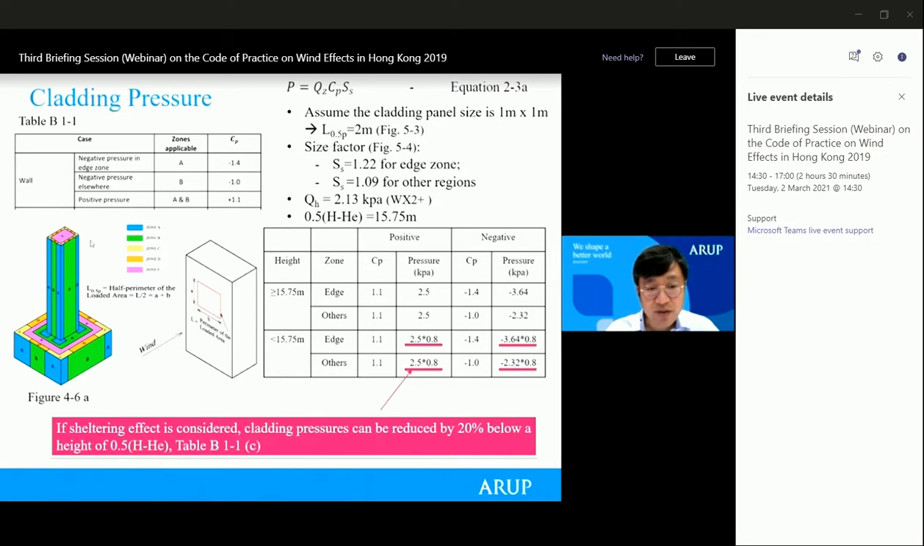So on the elevation, there are two zones. One is above 15.75, that is above the half of displacement height. So we can have one set of cladding values, and below that we can have a further 20% reduction. So this is the calculation of all the cladding pressure results. And this is the end of example 1.